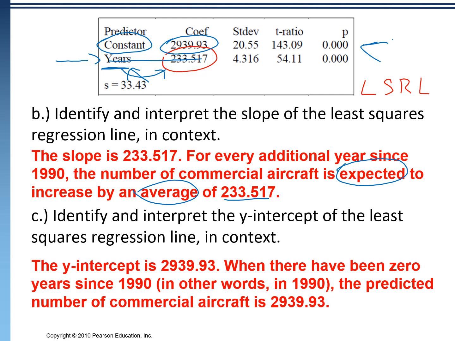So the y-intercept is that 2,939.93. When there have been 0 years since 1990, so in other words, in 1990, the predicted number of commercial aircraft is 2,939.93. Again, we need this word, or we need to note that that's the average amount that we would expect in that year.